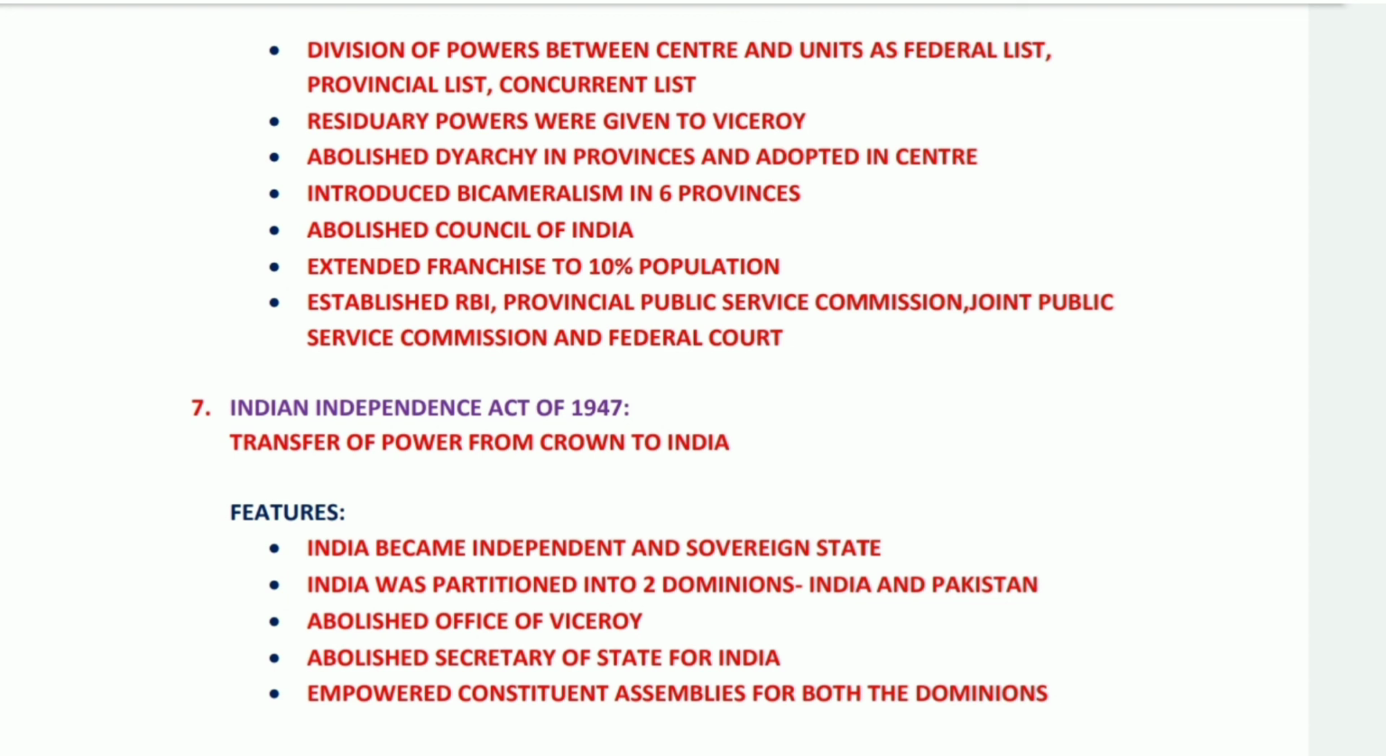And this act also abolished the office of Viceroy, and it provided a Governor General for each dominion. And this act also abolished the Secretary of State for India, and it also granted freedom to Indian princely states either to join India or Pakistan. And this act also empowered constituent assemblies for both the dominions. So in that way, after Indian Independence Act was implemented, and after India got independence, soon a constituent assembly was formed, and this constituent assembly worked for the formation of Constitution of India.